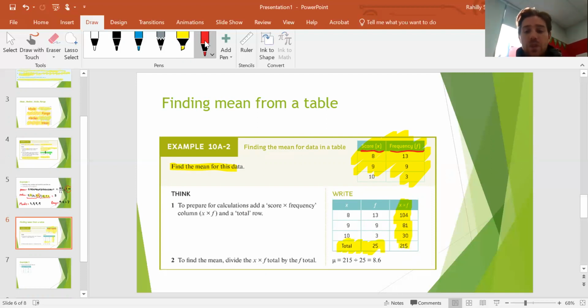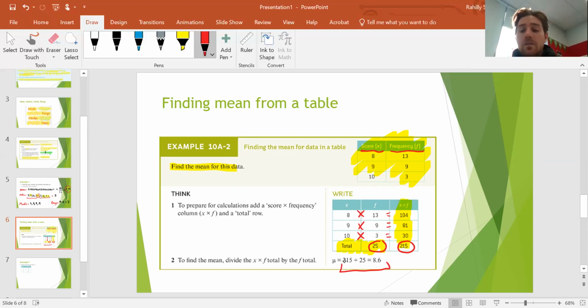Then all you need to do is multiply your score times your frequency, like so. So 8 times 13 gets you to 104, 9 times 9 gets you to 81, 10 times 3 gets you to 30. Once you've done that, you're going to add downwards. So 13 plus 9 plus 3 gets you to 25, 104 plus 81 plus 30 gets you to 215. So they're your totals. To find the mean, divide your score times frequency by the frequency total. So that's what they've done here. 215 divided by 25 gets you to 8.6.